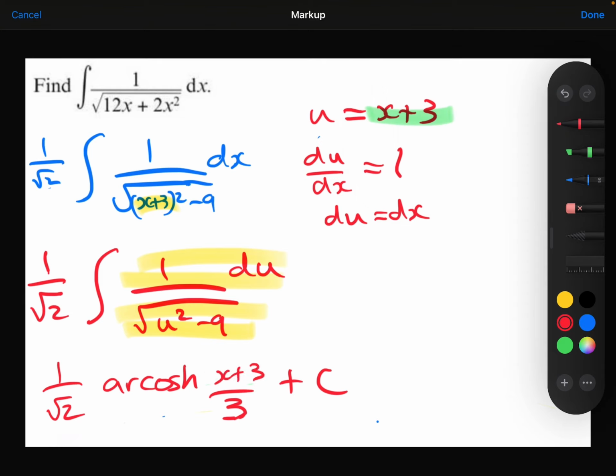So if you have an integral with a quadratic on the bottom there inside a square root, if you have an x term, then you need to complete the square to get it to look something like this, and then use a substitution so that you can use a standard result.